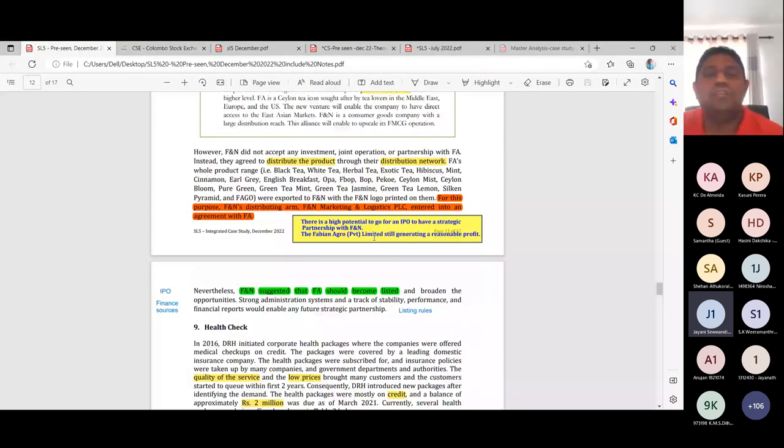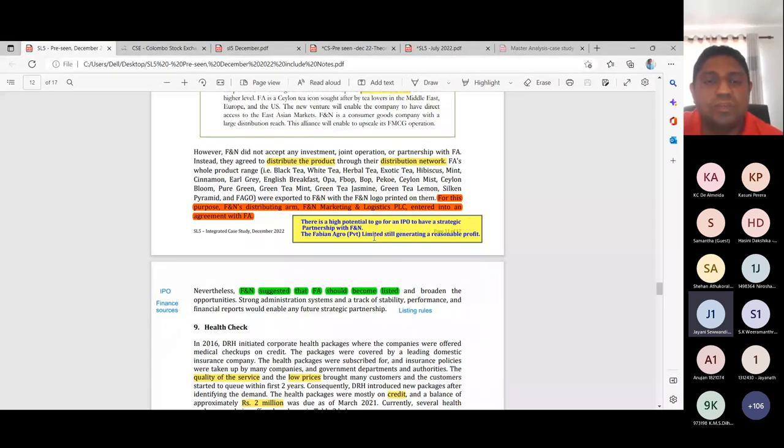So FN did not accept an investment, joint operation or partnership with FA. See, no joint operation or partnership with FA. Instead, they agreed to distribute the product through their distribution network. Just only distribute the products through their distribution. FA's whole product range: black tea, white tea, herbal tea, extra tea, hibiscus, mint, cinnamon, Earl Grey, English breakfast, OPA, FBO, BOP, Pekoe, Ceylon Mist, Ceylon Bloom, Green, Green Tea Mint, Green Tea Jasmine, Green Tea Lemon, Silicon Pyramid and F-Cover, exported to FN with the FN logo printed on them.